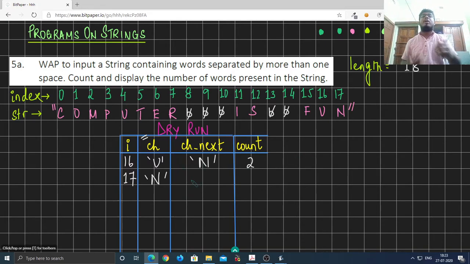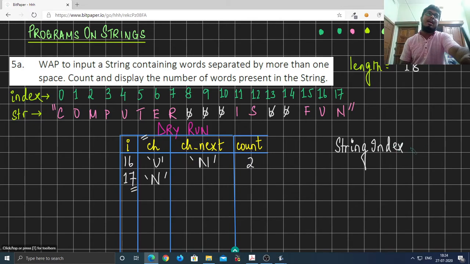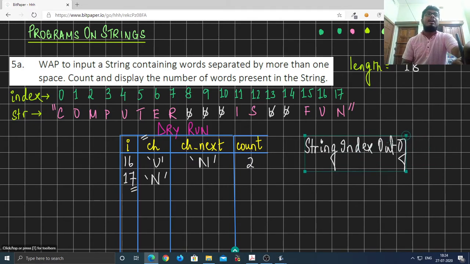And because we are always extracting 2 characters at a time, when it will try to extract the second character, that is the character at the position I plus 1, for the value of I as 17, it will throw a string index out of bounds error. String index out of bounds exception. Now why would it throw this exception?